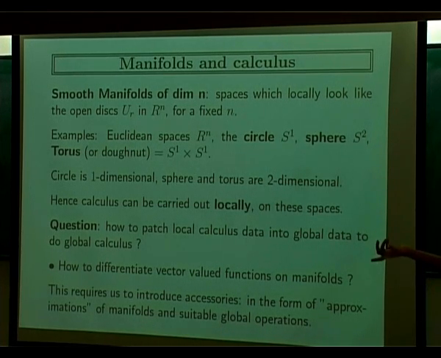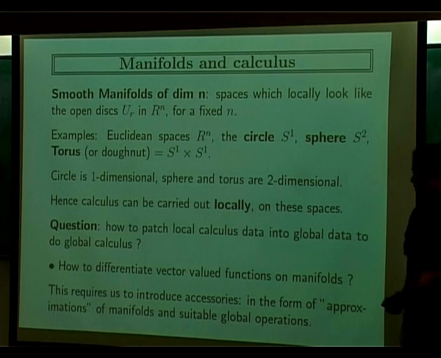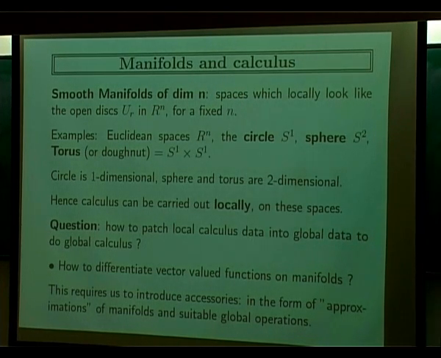So this involves finding some other space, some other manifold where these vector valued functions take values in. Those are called vector bundles, and for that one actually requires introducing certain accessories. At least we have a notion that you have a manifold.